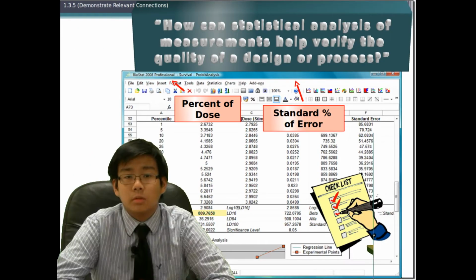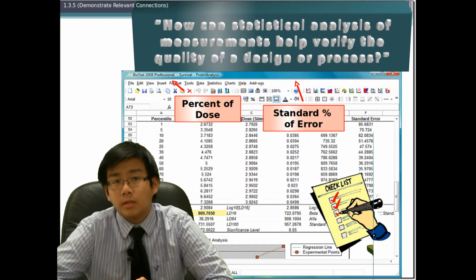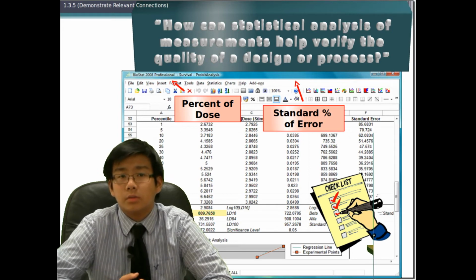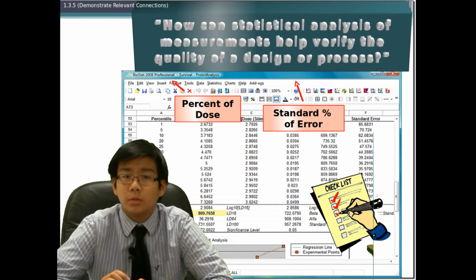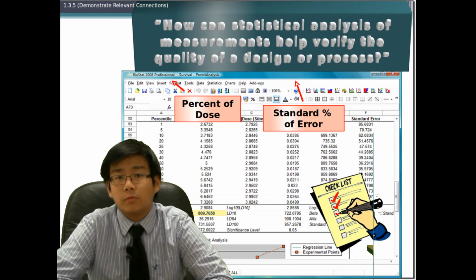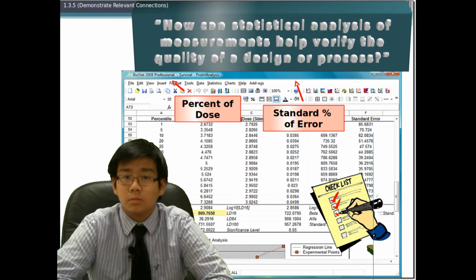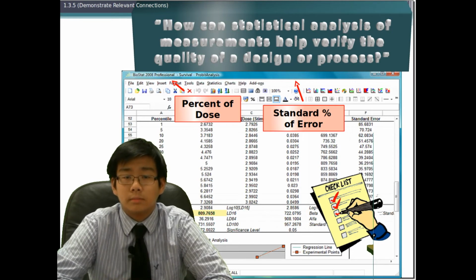How can statistical analysis of measurements help verify the quality of a design or process? While using statistical analysis, it lets you compare your device to the standard and acceptable measurements, showing you the flaws and what needs to be improved before actually manufacturing the final product and sending it out to store shelves worldwide. If the project is inaccurately analyzed and tested, the object can become very dangerous and even cause fatalities.